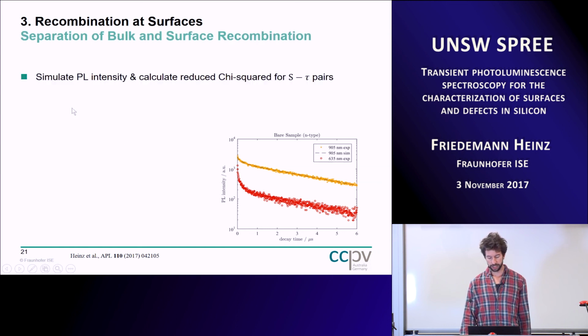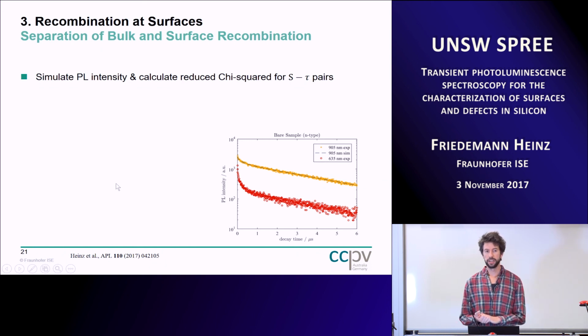What can we do with it? To evaluate these curves, I simulated the photoluminescence intensity. And for example, here you can see for a certain pair of surface recombination S and bulk lifetime tau, we can quite nicely describe this decay curve which we measured experimentally.